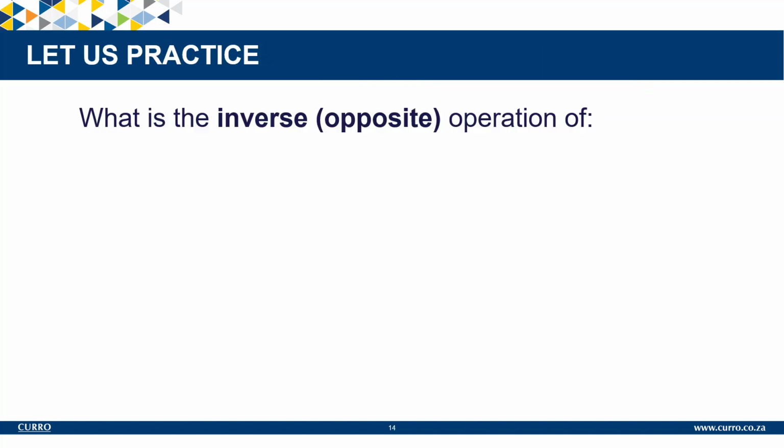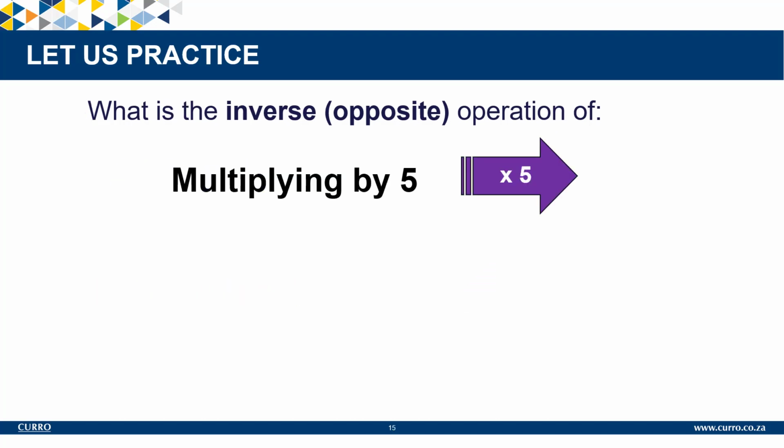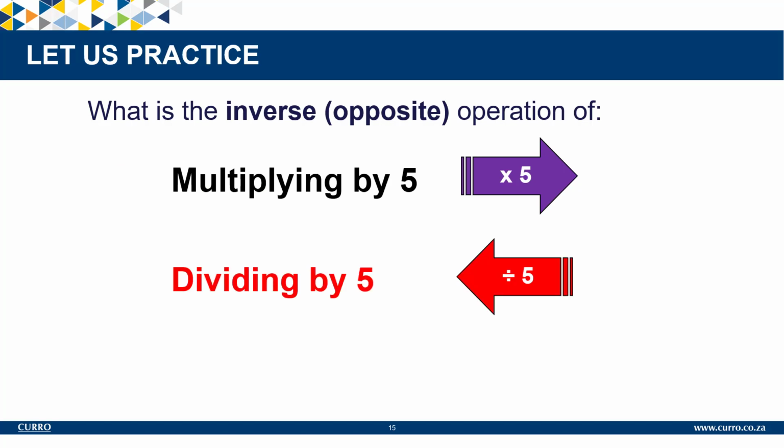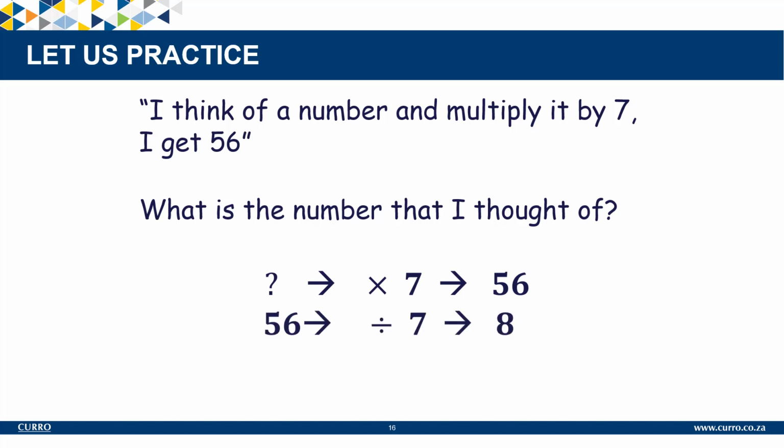But before we start, what is the inverse or the opposite operation of adding 3? Subtracting 3. What about multiplying by 5? Dividing by 5. So let's try. I think of a number and multiply it by 7. I get 56. So that think-of-a-number is the input. The output is 56. So we can use a flow diagram. Think of a number times 7 is 56. Start with 56 but divide by 7. So the number that I thought of was 8.